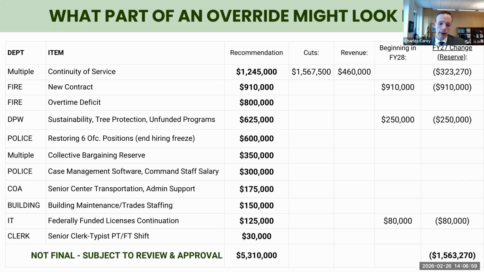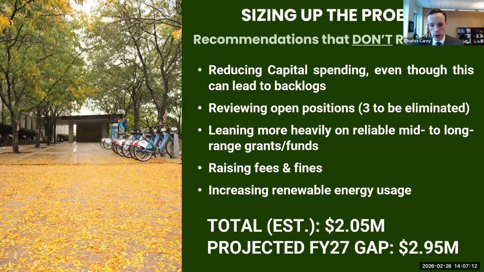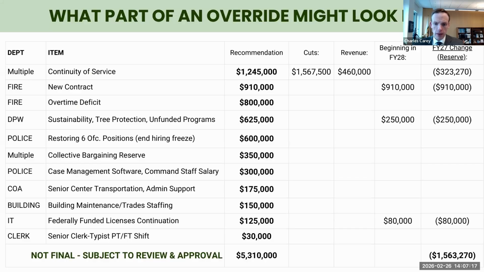So on the town side, here's a proposal for what might be paid for via an operating override. We talk about this continuity of service gap here. That's that number that we were just talking about before, this delta between 2.5 and 2.95, with a slight increase for the number over on your far right there, which we'll talk about, this reserve fund put in place to help cover costs in the out years of a 3-year time horizon.